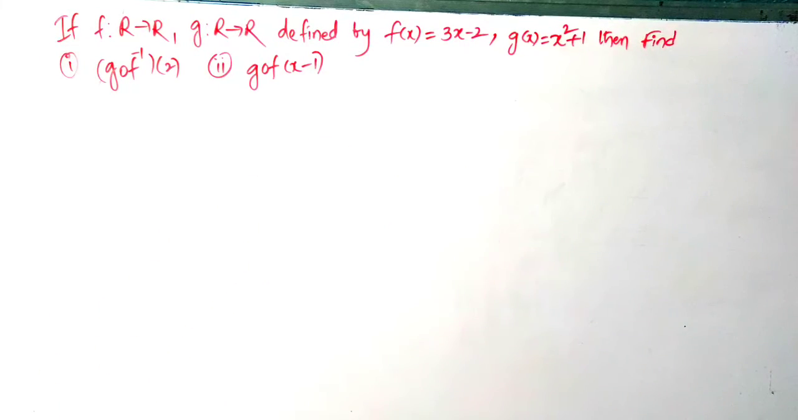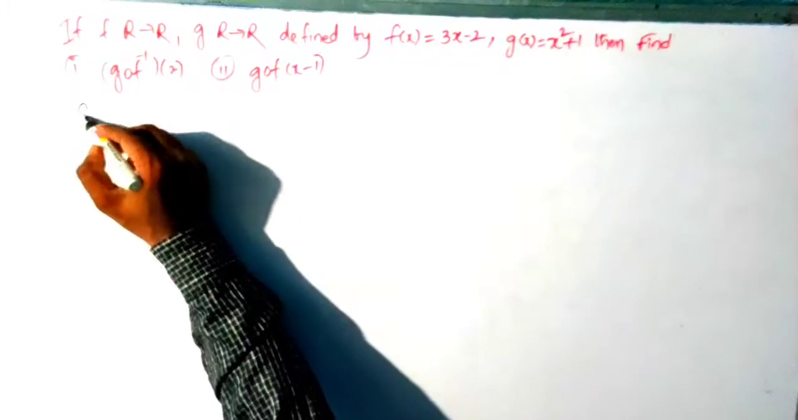Next question. If f is R to R, g is R to R, defined by f of x equals 3x minus 2, comma g of x equals x square plus 1, then find first one, g circle f inverse of 2. Second one is g circle f of x minus 1. So f inverse of 2 is there, so we find f inverse first of all. Okay.